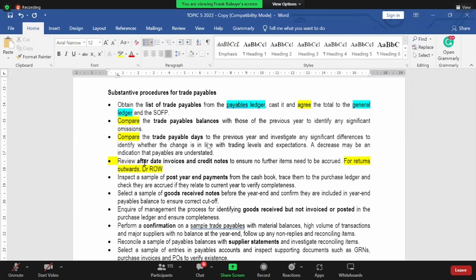But for after date invoices, these invoices come after the year end. We must confirm whether goods were delivered before year end. They will be goods for the current period. Then we must also look at the suppliers as auditors. We must check whether this business paid some suppliers right after year end. They might have paid, but they haven't adjusted the account. So you must look at why the balance is still there. Did they pay some of them after year end and they haven't gone back to adjust the ledgers or not?